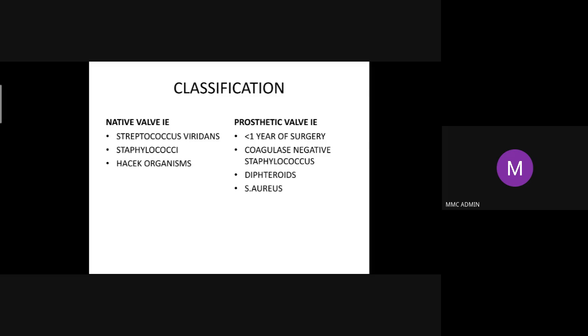In native valve infective endocarditis, the organisms responsible are Streptococci viridans, Staphylococci, and HACEK organisms. The expansion of HACEK is H for Haemophilus, A for Aggregatibacter, C for Cardiobacterium, E for Eikenella, and K for Kingella. In prosthetic valve infective endocarditis, in people who have had surgery within 1 year, the organisms are coagulase negative staphylococcus, diphtheroids, and Staphylococcus aureus. After 1 year of surgery, the organisms are almost similar to native valve infective endocarditis.